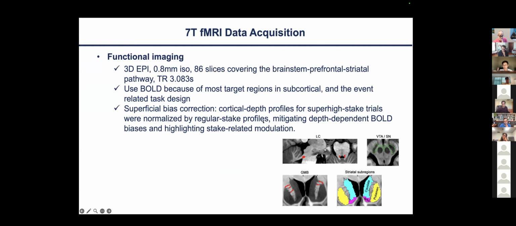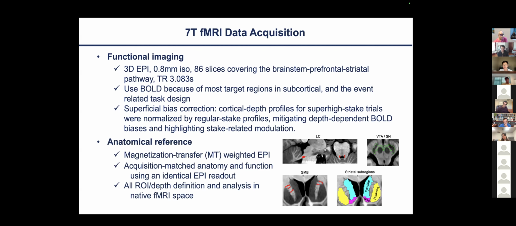So we normalize, for example, the super high stake by the regular stake layer profile to reduce this layer-dependent bias, to highlight the stake-related modulation instead of the absolute signal change from one condition. So we take this normalization to reduce this bias for layer analysis.